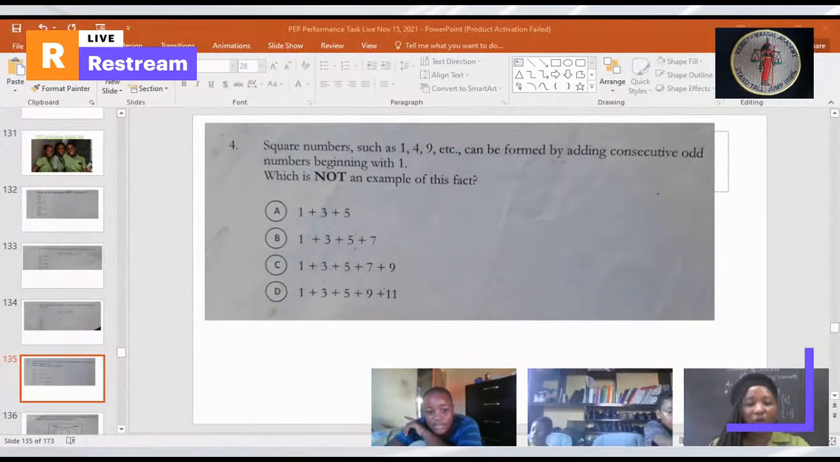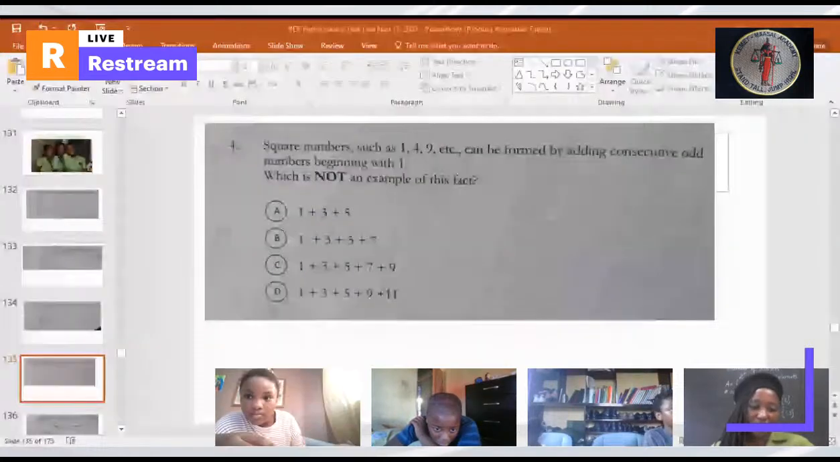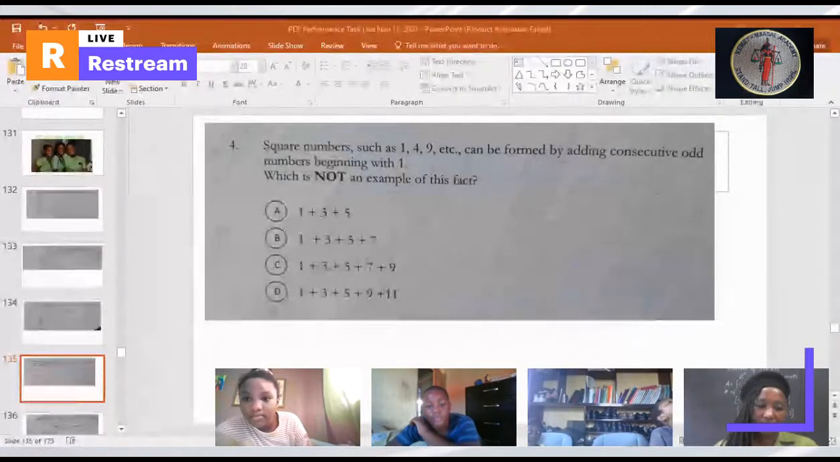Miss, letter D. So you can add. What does D give when you add them up? 29, Miss. Is 29 a square number? No, Miss. Welcome, Alisa.